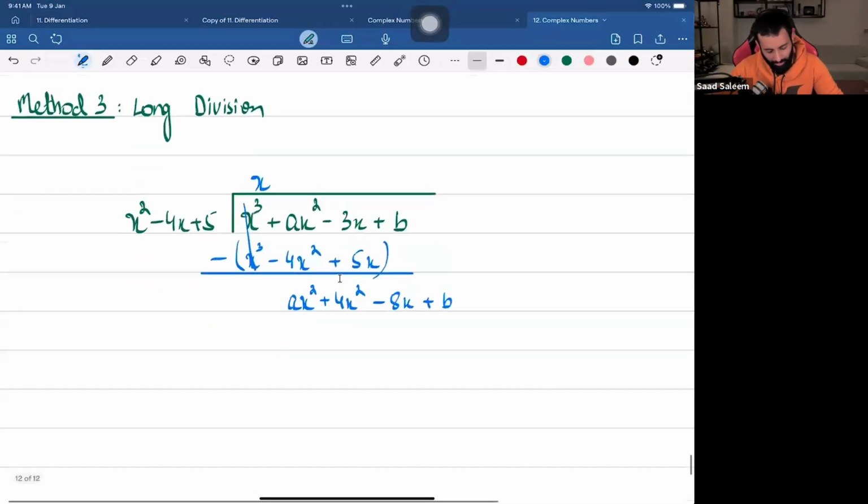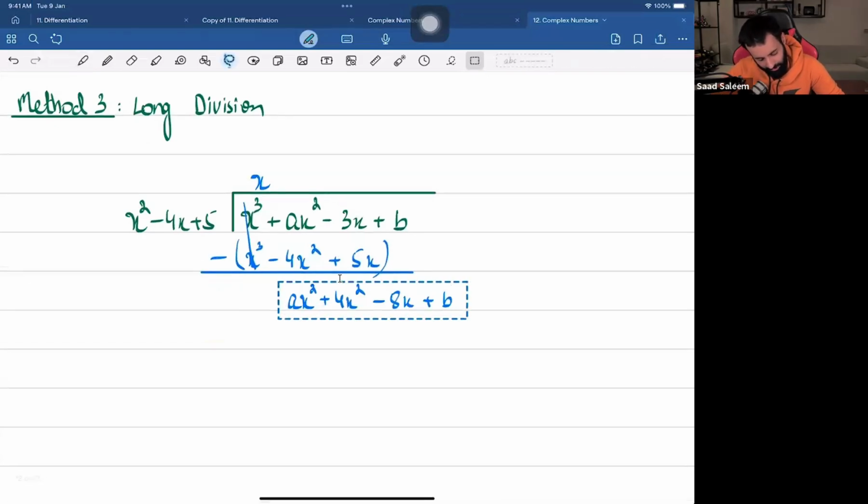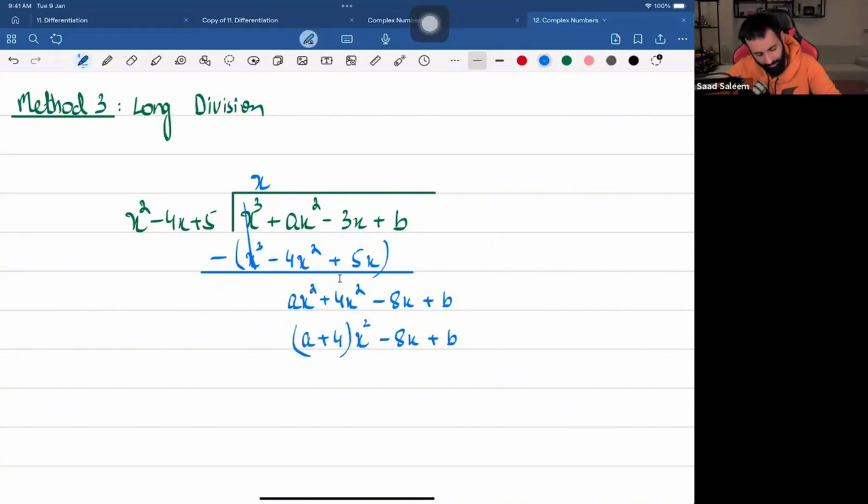Now notice that the coefficient of x squared is actually a plus 4. This is where it gets a little bit technical. Whenever we're doing long division, we try and make sure that the coefficient is the same, so that we multiply it with a certain term so that the coefficient becomes exactly the same, and upon subtracting, it gets eliminated. So that means now I have to multiply x squared with a plus 4. I have to multiply this entire expression with a plus 4 so that we get a plus 4 x squared.